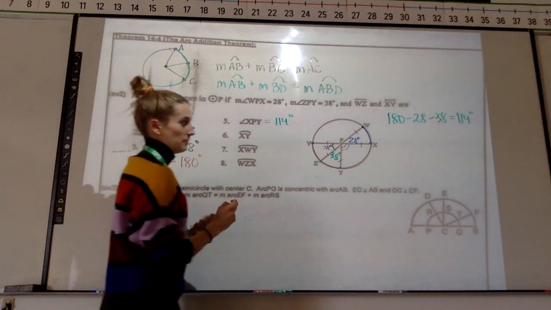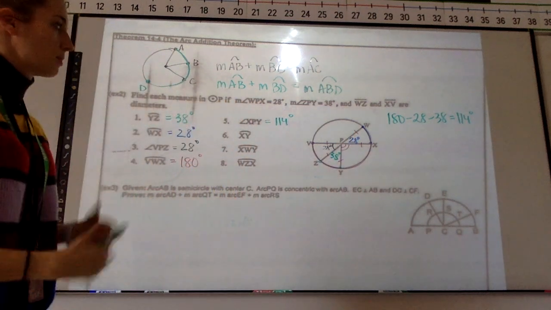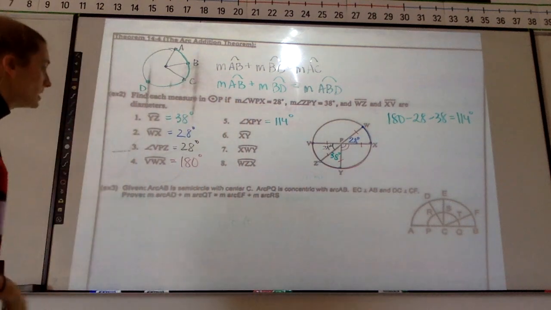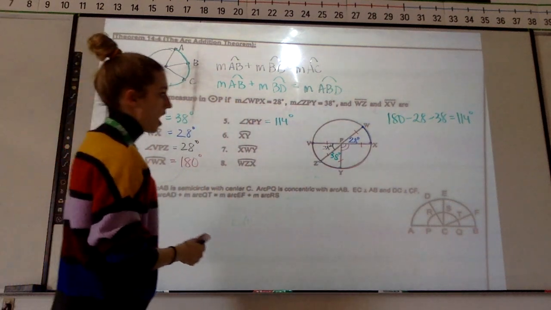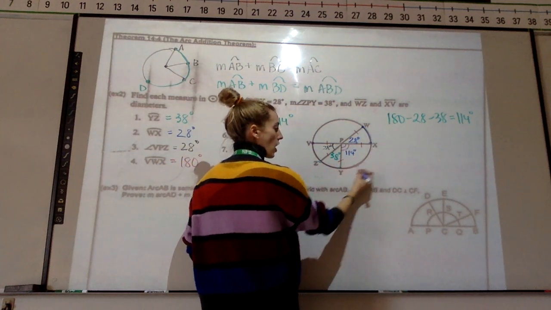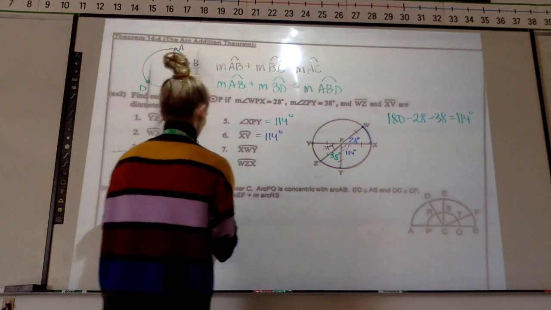So some of you may have been tempted to just throw a 90-degree angle in there because it kind of looks like that. But remember, we've got some angle measures to work with in the diagram, so you want to use that information. Arc XY then. So if this is 114 degrees, then the measure of arc XY that it intercepts is also 114 degrees.